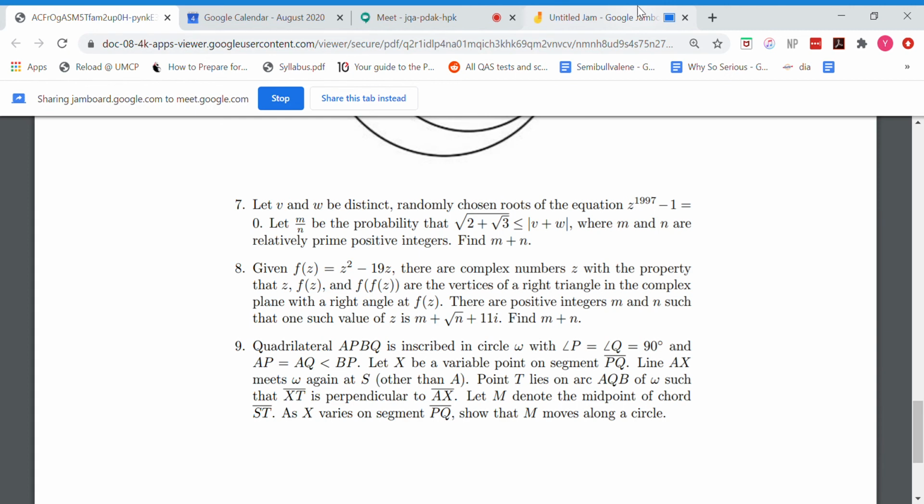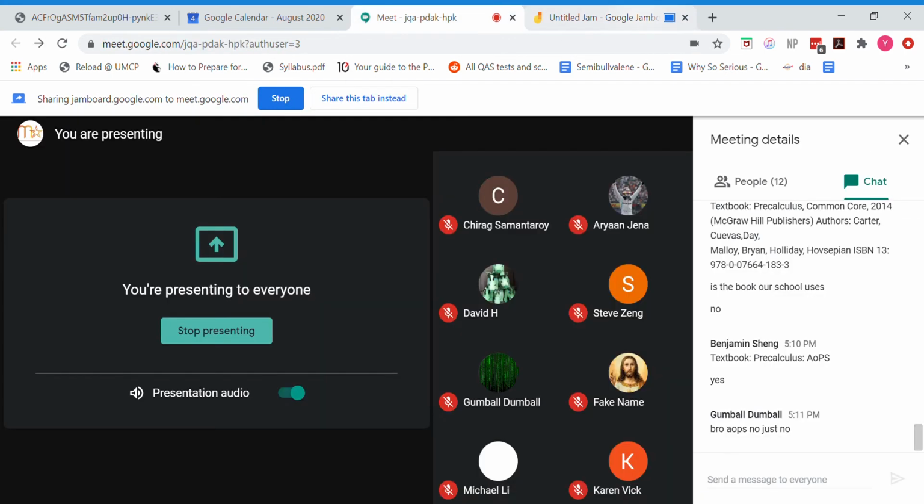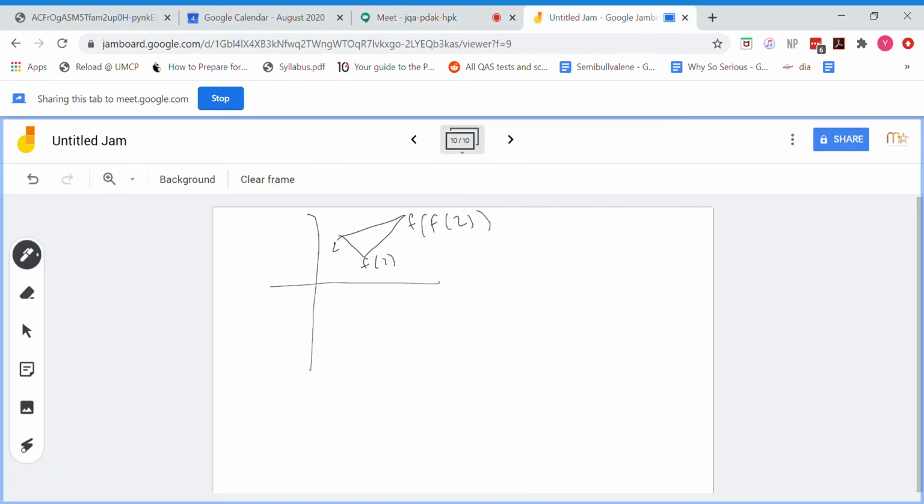Alright, so there are many ways we could do this. One way we could do this is, so z, f of z, and f of f of z form some sort of right triangle like this. So we might think to apply the Pythagorean theorem, but that's going to be relatively computation heavy, right? Because the main idea behind complex geometry is to make it easier for rotations and translations.